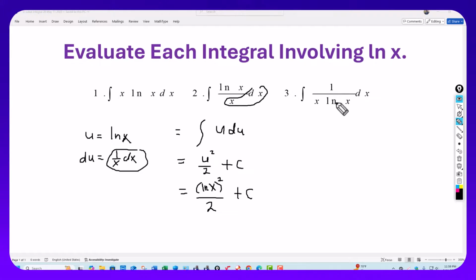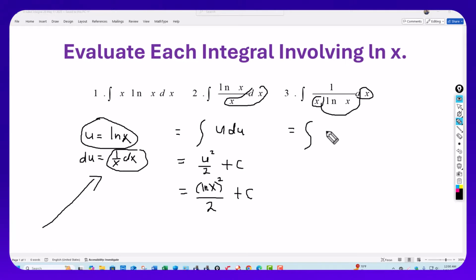The next one looks similar. They'll have the ln of x, of course. The ln of x here is in the bottom here. But I'm still going to let u equal ln of x. So there it is. Du, again, will be the same, 1 over x dx. So I'm using the same substitution here. Forget about this part here. So this is going to equal dx over x. Same thing over here, dx over x. That's your du, and ln of x is u.